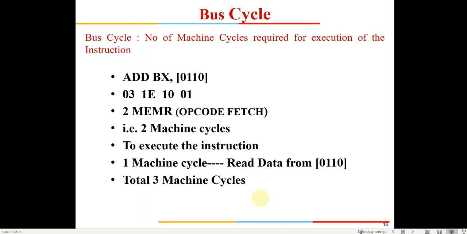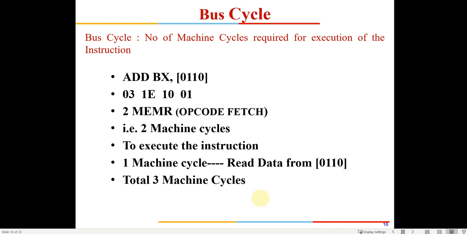In the last example, since it was only a register operation, there was no requirement of getting some data again, there was no read cycle involved. So there was no machine cycle involved in the execution part. Whereas in this case, since there is memory data that needs to be obtained from the address in the memory, there is one more machine cycle required, that is a read data. So the total number of machine cycles is 3 in this case.